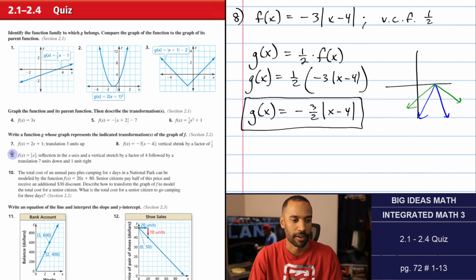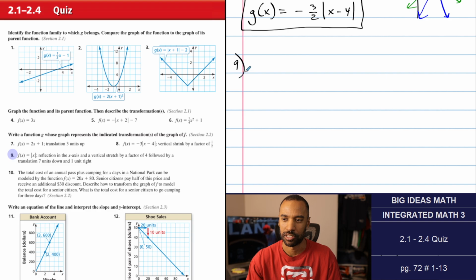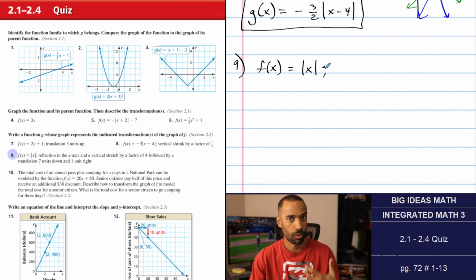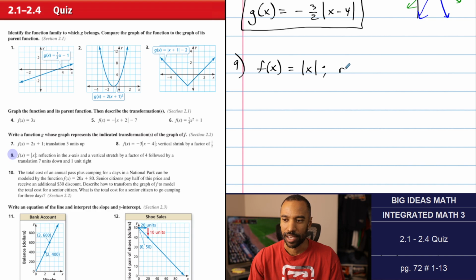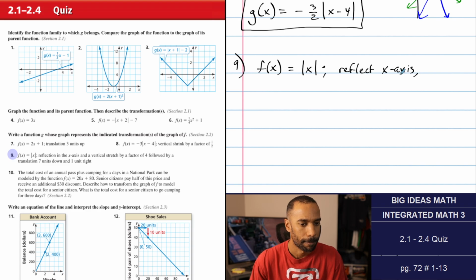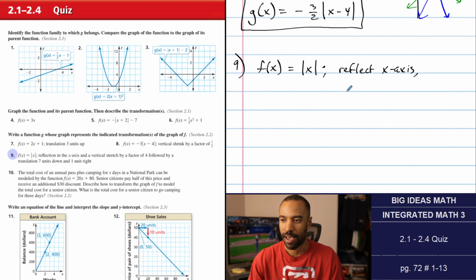Okay, number 9. This does look like the parent function, f of x equals absolute value of x, and we're going to do several things to it. So that'll be nice to compare to the parent function. So absolute value of x here, and we're going to do the following, and we have to do it in the specific order. Reflection in the x-axis, vertical stretch by a factor of 4, followed by a translation 7 units down, and 1 unit right.